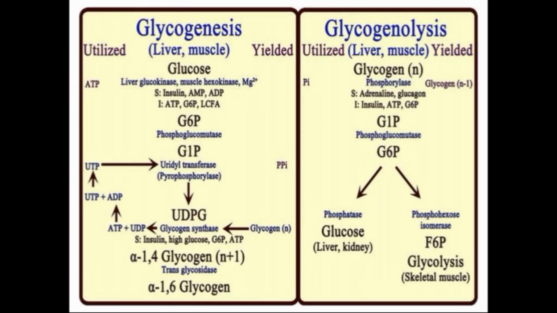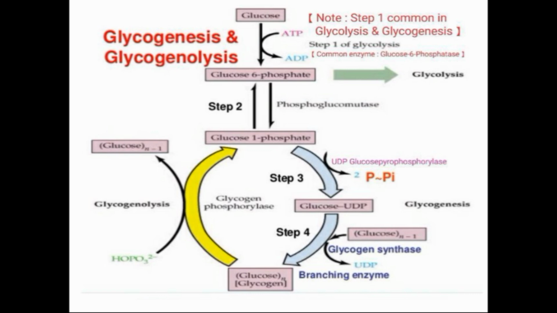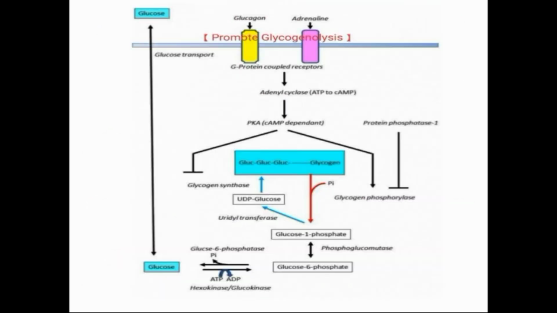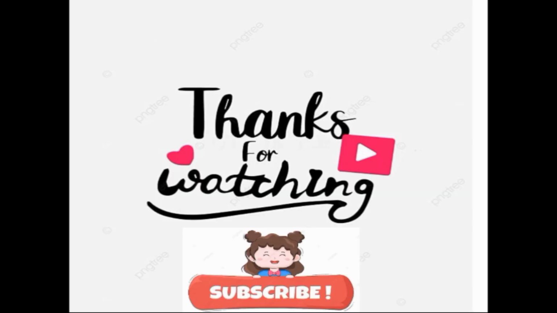So here is a brief difference between glycogenesis and glycogenolysis. You can compare both by using these pictures. I also added the step-by-step description here. You can also use them. So here is the complete description of this topic. You can check from where glucose is coming and to where it is going. I also mentioned the enzymes used here. You can also check this, like uridyl transferase and glycogen synthetase, UDP glucose, and all the process completely explained.